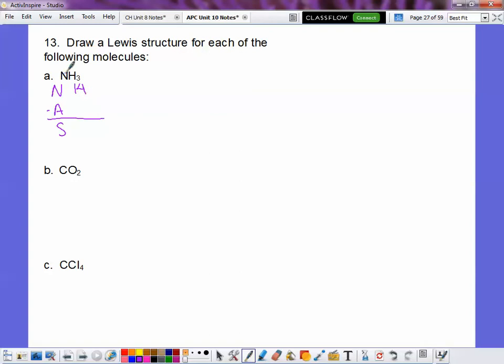Then we have available. Nitrogen has 5 valence electrons because it's in group 15, and each hydrogen has 1. So we have a total of 8 available electrons that we have to use in bonding. So that means we're going to share 6 electrons, which means we're going to make 3 bonds. And that makes sense because we're going to have nitrogen with 3 hydrogens. And each of those hydrogens is going to be bonded to the nitrogen with a single bond.